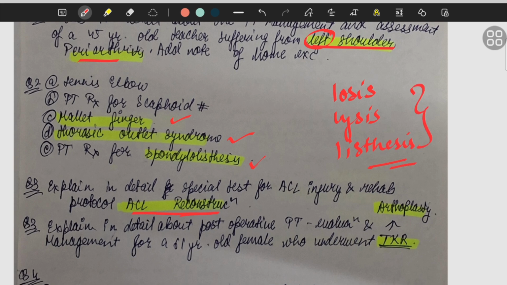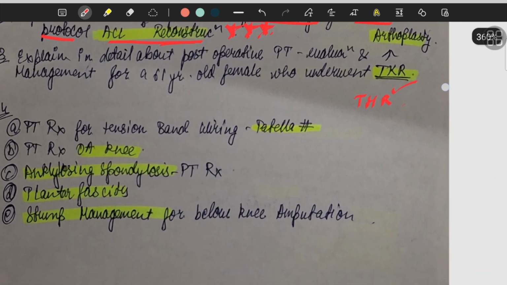Then ACL reconstruction. This is the most important topic. Over here you can see they have asked the special tests for ACL injury, which we usually learn in the 3rd year. Then over here they have written the rehab protocol. Rehab protocol is another word for management, so do not get confused even in this. They can use either the word management or the rehab protocol. Then TKR and THR again are important topics for the 15 marks.